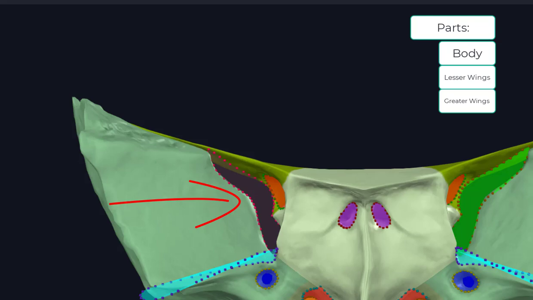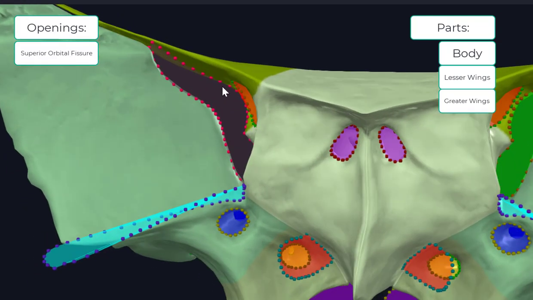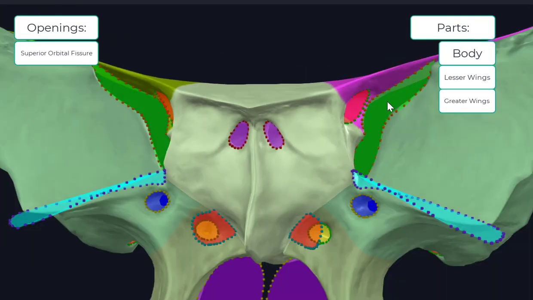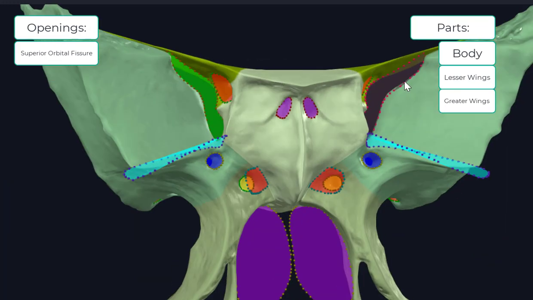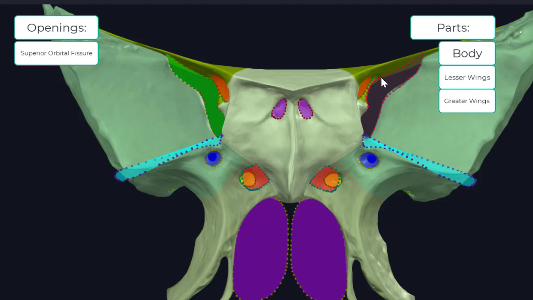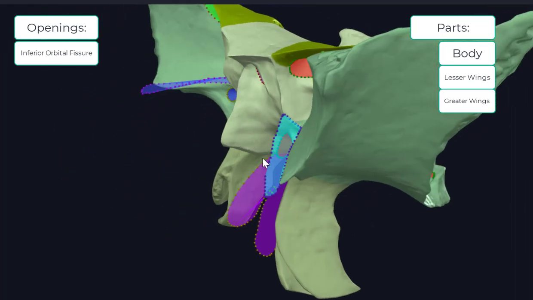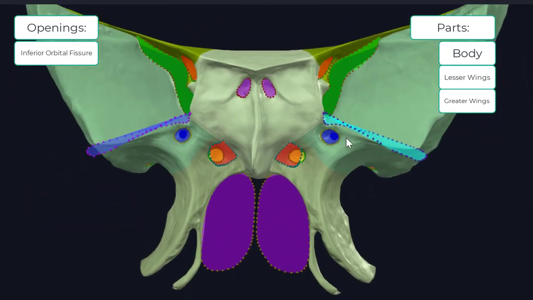We call this one superior orbital fissure. We call this one a fissure because fissure means a crack. On both sides, yeah? Lesser wing, greater wing, and the left superior orbital fissure. Because we have the superior in the name, obviously we are going to have the inferior as well. But interestingly, this fissure is created by another bone, not only the sphenoid bone.